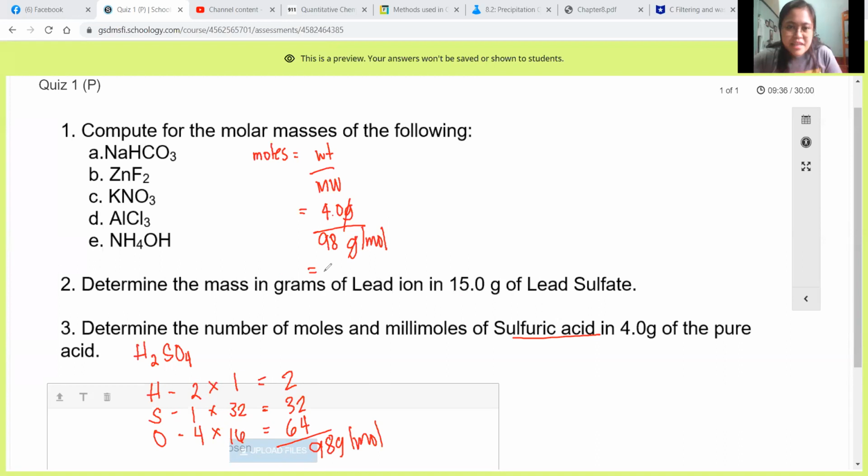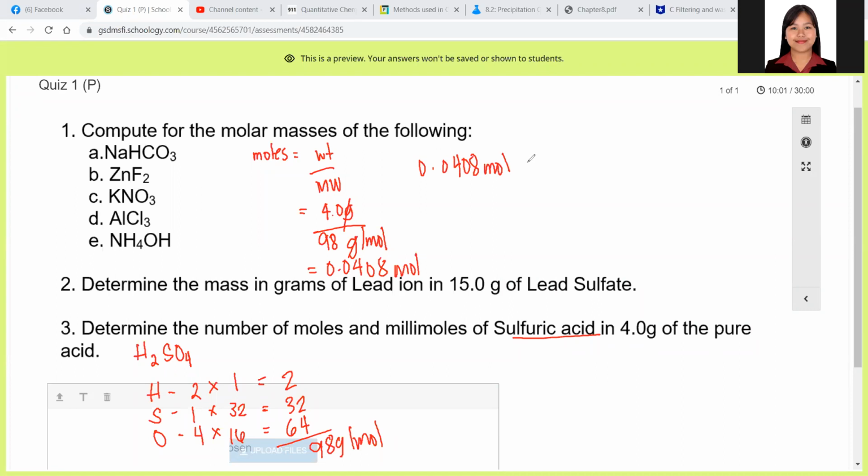The grams cancel. The answer here is 4 divided by 98, which is 0.040816. Okay, you can just cut it off at 0.0408 mole. You can answer the whole thing. Yes, ma'am. Okay, that's okay, I have no problem with that. We'll just cut it off here.